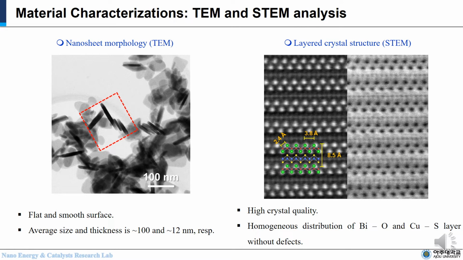Also, from the STEM analysis, the bismuth to oxygen and copper to sulfur layers were arranged in a tetragonal symmetry without any defects. Furthermore, the bond length of bismuth to oxygen, bismuth to bismuth, and the interlayer distance were determined to be 2.4 angstrom, 3.8 angstrom, and 8.5 angstrom, which is consistent with the theoretical calculation values.